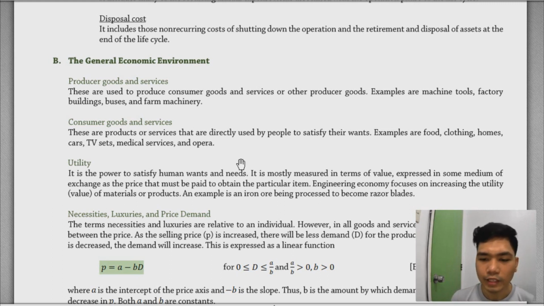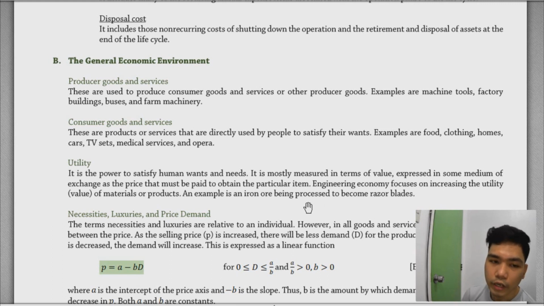Now, how about utility? We've been hearing utilities for quite a long time, and this is the time that we give a formal definition for this concept. So, based on this, the utility is the power to satisfy human wants and needs. So, this is mostly measured in terms of value expressed in some medium of exchange, to the price that must be paid to obtain a particular item.